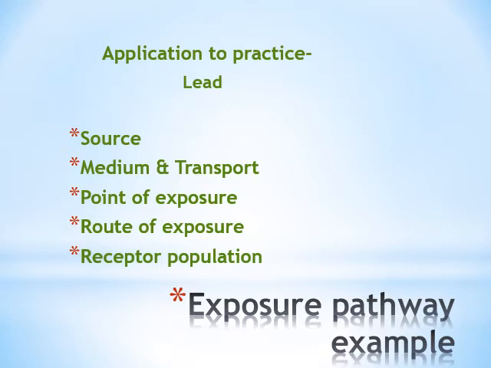Point of exposure: that can either be inside the house with paint chips or dust, or it can be in the soil outside. Route of exposure: we can have kids that eat the paint chips, or we can inhale it. And then receptor population: these are the people that live in the home or in the surrounding areas.